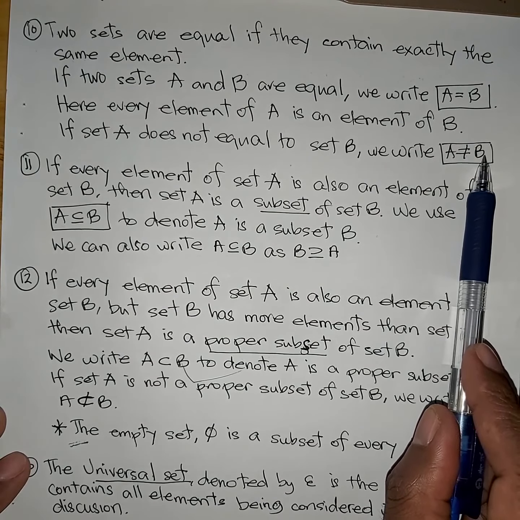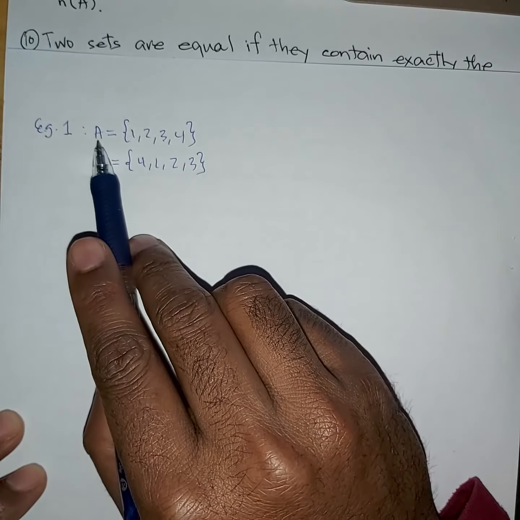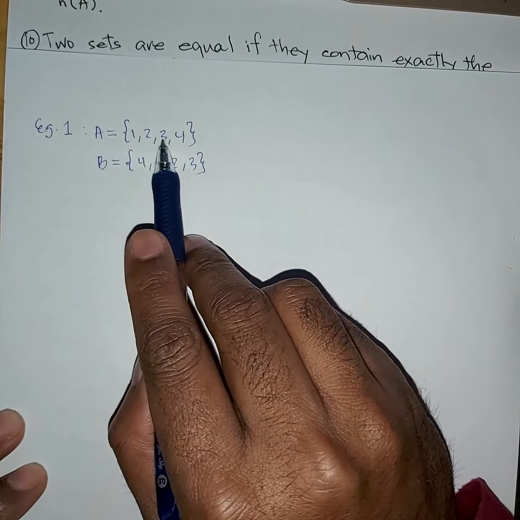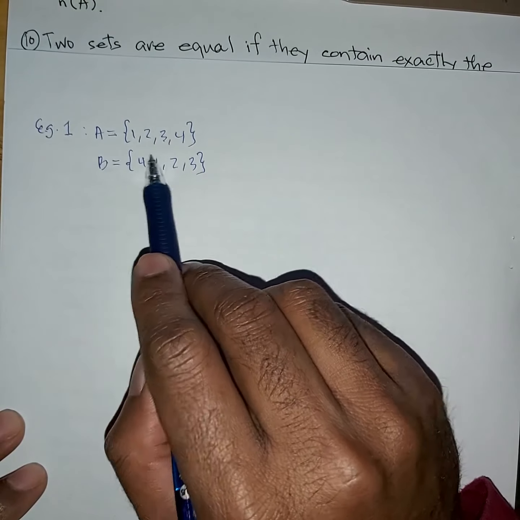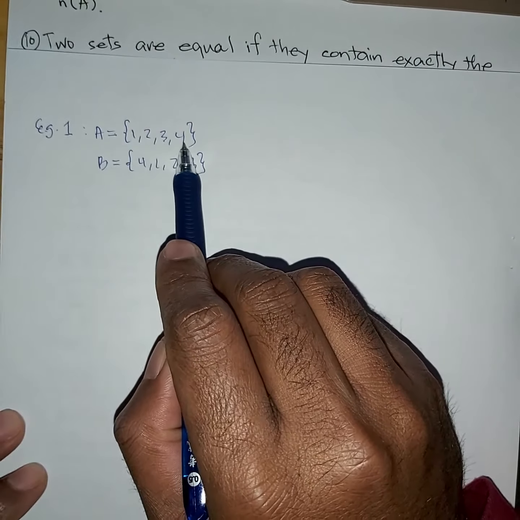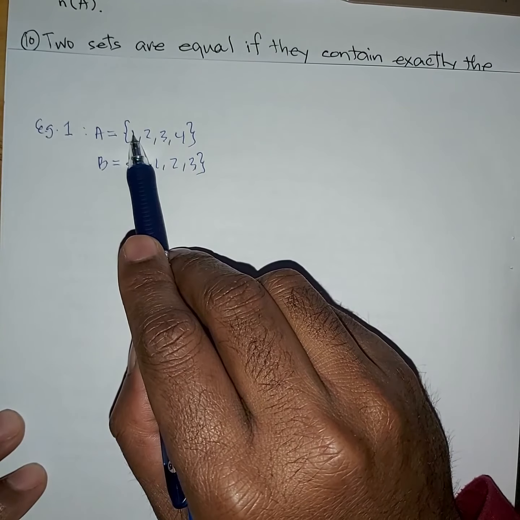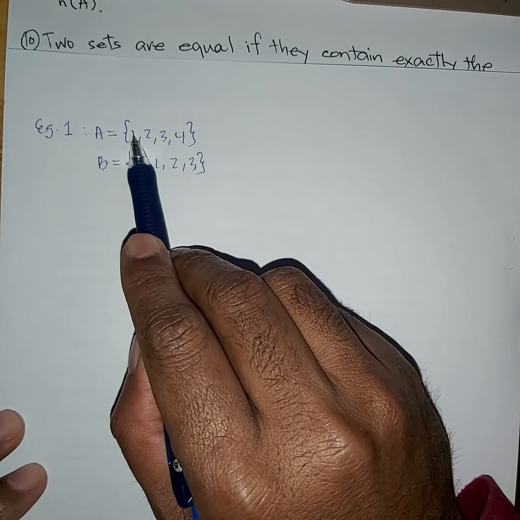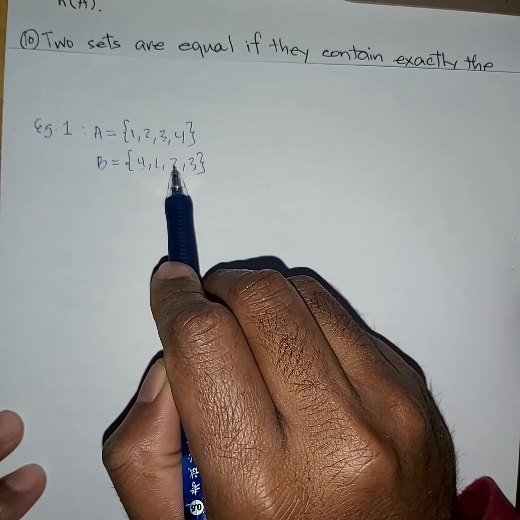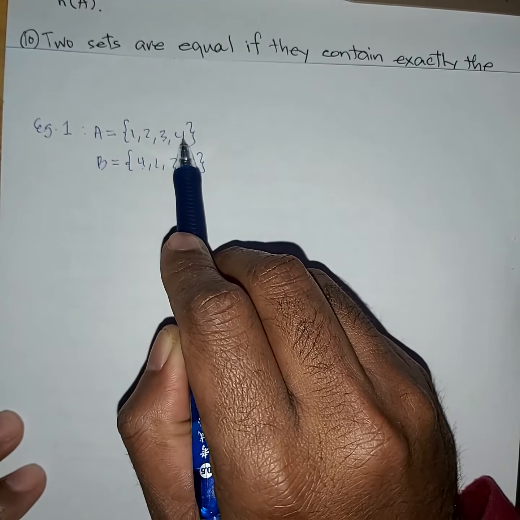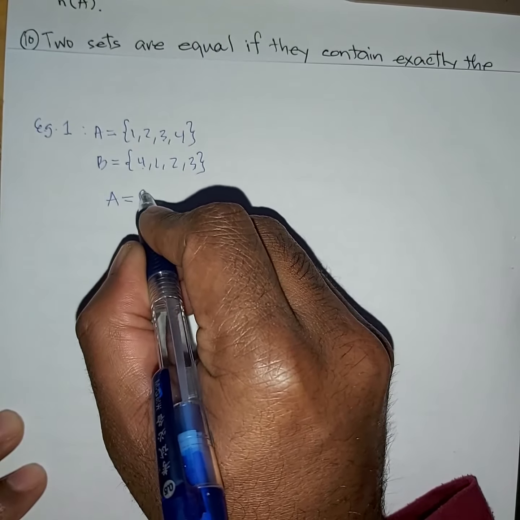You may look at an example. Example 1. Set A is equal to the set {1, 2, 3, 4}. Set B is equal to {4, 1, 2, 3}. Set A and set B: look at all the elements inside set A, and now look at the elements inside set B. Each individual element of set A, like 1 here, you can find inside set B. 2 here, you find inside set B. 3 inside set B. 4 too, you find inside set B. So you may say set A is equal to set B.